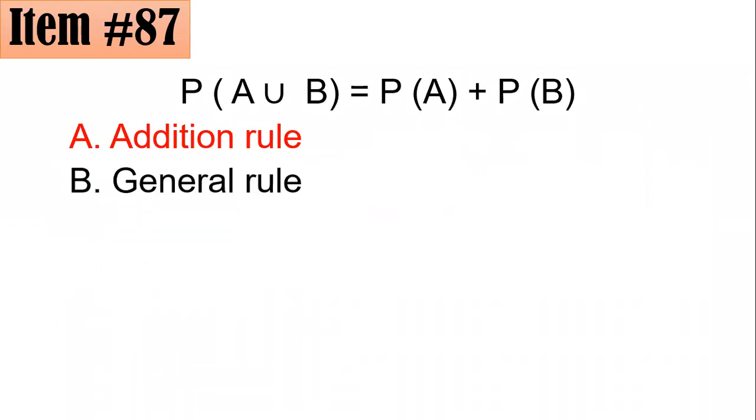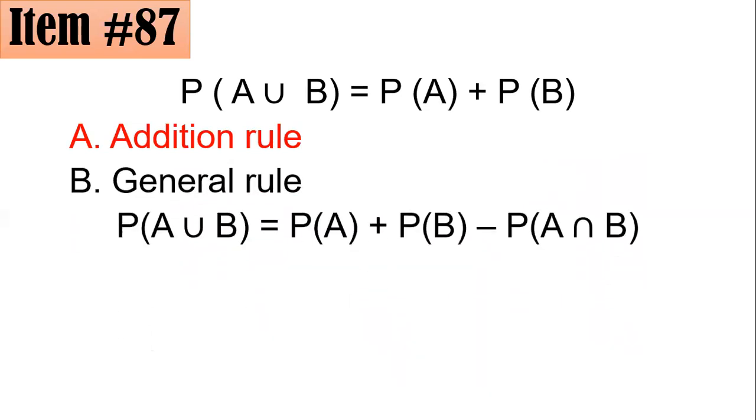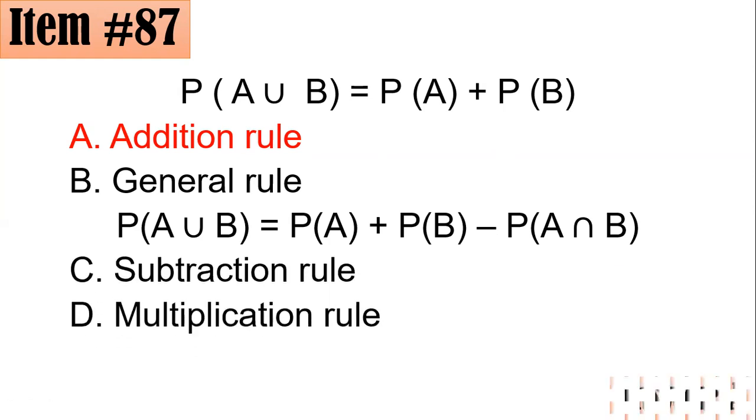Yung general rule naman po is used if there is an intersection, at least one common element between the two sets A and B. So the general rule is probability of A union B equals the sum of the probabilities of A and B, and you subtract the probability of their intersection. Yung C at D po are not correct answers. Letter A po yung ating tamang sagot. So careful po tayo. Okay. So it's addition rule. Ito po yung general rule, usually used kapag meron pong intersection. Kasi kung mutually exclusive naman po sila, or wala silang common elements, the probability of their intersection is 0. Kaya magiging ito na lang po yung kanyang sagot. Okay, thank you po.